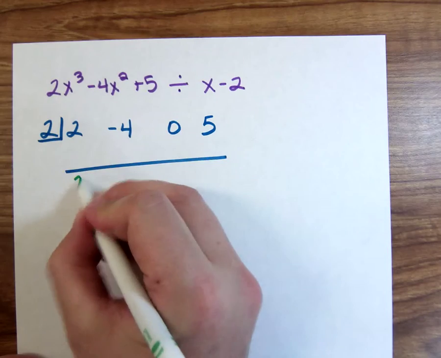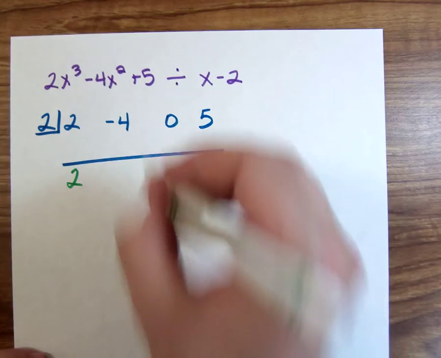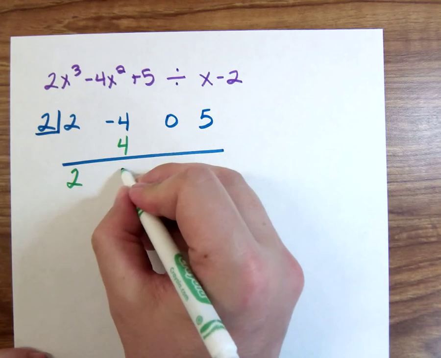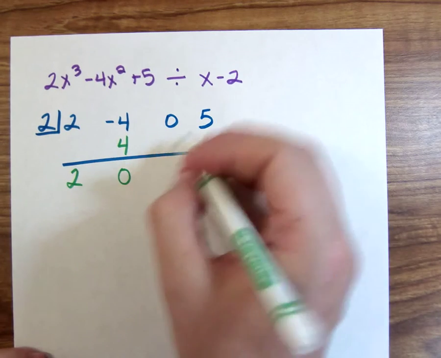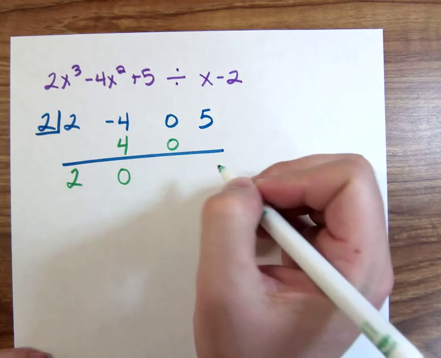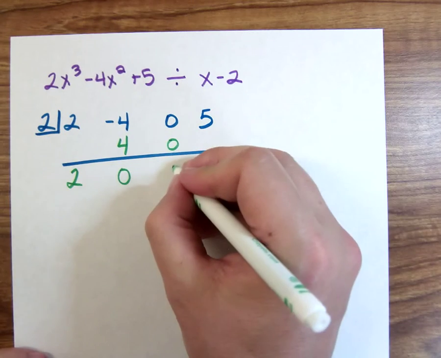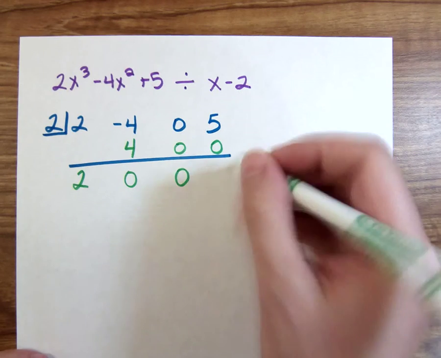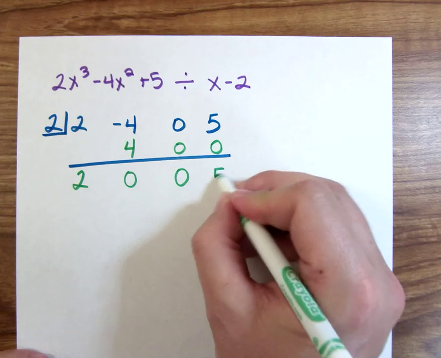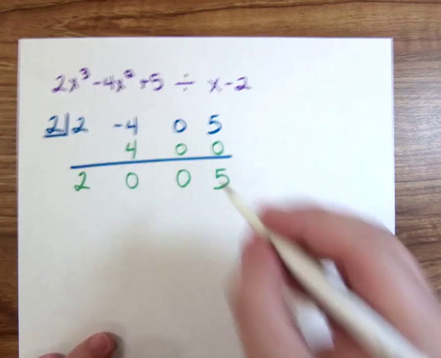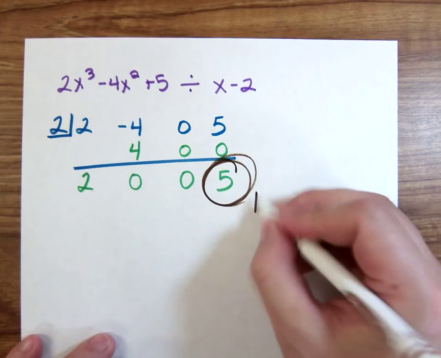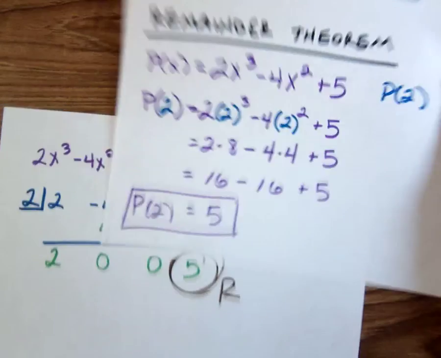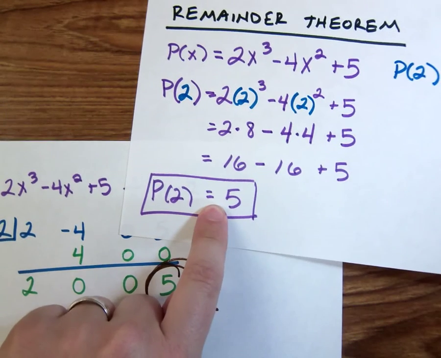Bring down the 2. 2 times 2 is 4. Negative 4 plus 4 is 0. 2 times 0 is 0. 0 plus 0 is 0. 2 times 0 is 0. And 5 plus 0 is 5. 5 is the remainder, and I'm done. 5 was the answer when I plugged in 2.